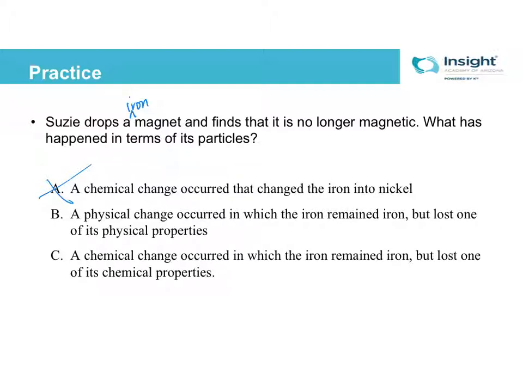So now, is this a physical change or a chemical change? The iron remains iron, so that should tell you your answer right there. The iron remains iron. That is a physical change, because for something to be a chemical change, iron has to turn into something else. So B is your right answer here. And you can confirm that because on our list of physical properties, magnetism is one of them.